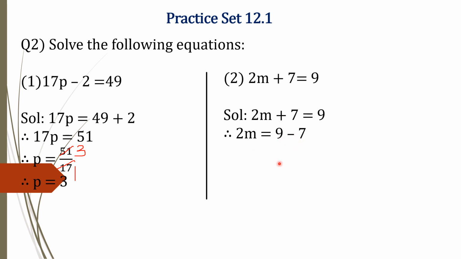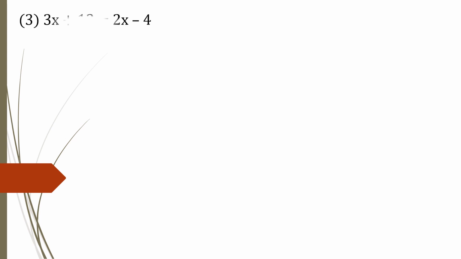So I will solve this. On the right hand side, 9 minus 7, first we'll solve. So in the next step, students, 2m equal to 2. Now let's find the value of the variable m. m equal to 2 upon 2. This 2 from the left hand side will come to the right hand side, so it will divide. So 2 upon 2, we can simplify this term: 2 ones are 2, 2 ones are 2. So you got the value of m equal to 1. Are you getting it? Moving to the third one.